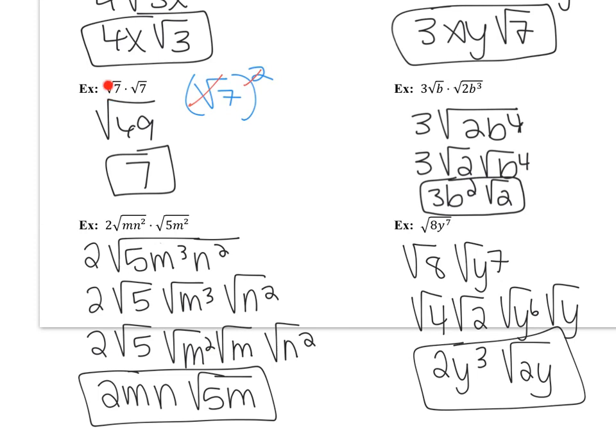So anytime you multiply a radical by the exact same radical, you're going to end up with just the number, because the squaring cancels out the square rooting.